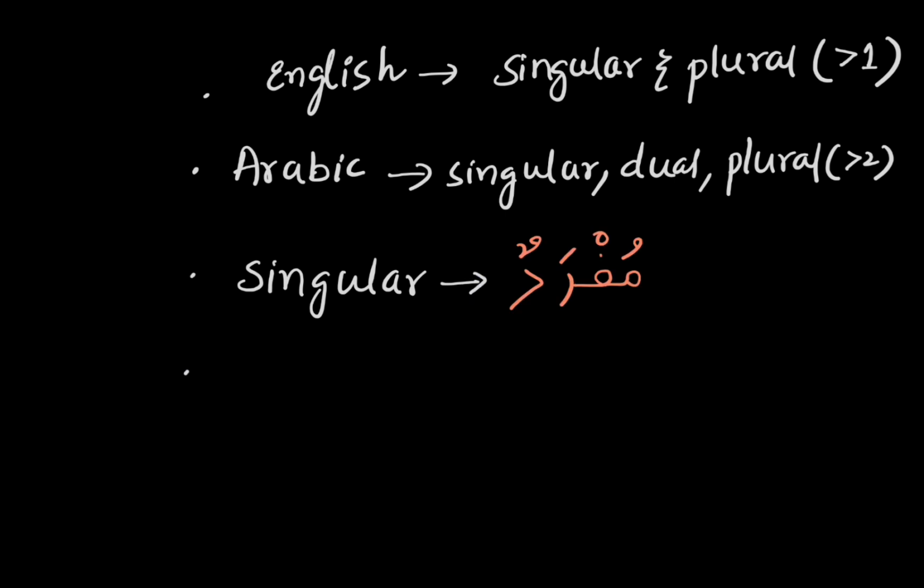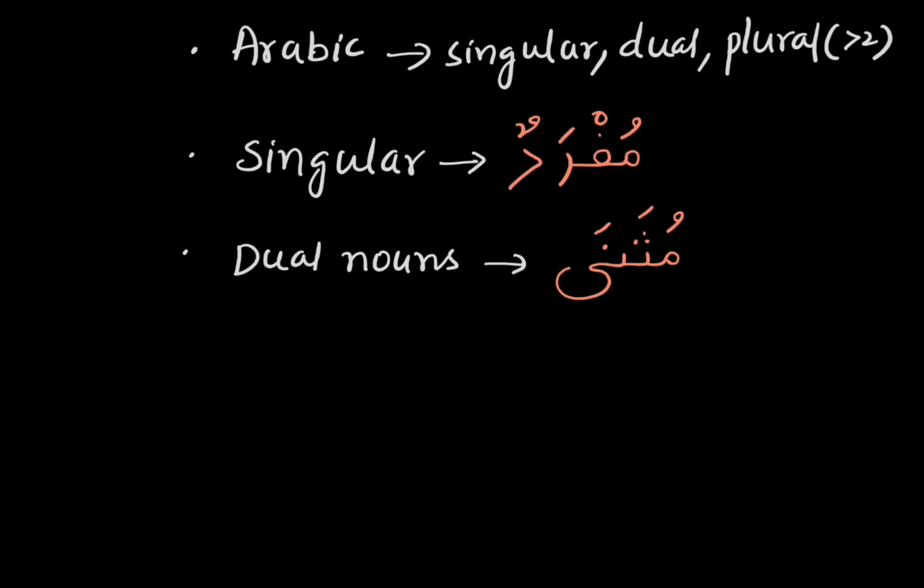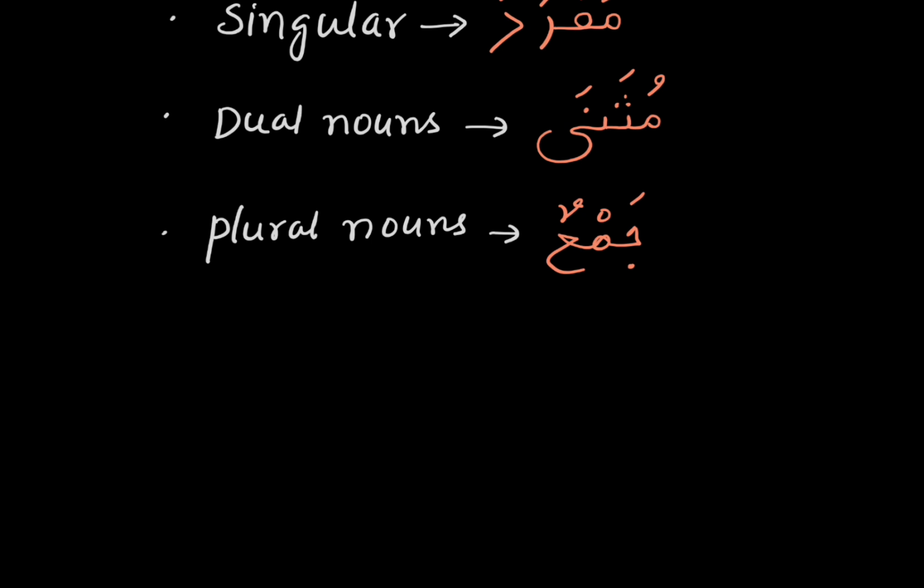Dual nouns in Arabic are known as musanna. Plurals in Arabic are known as jama, or jamun. So let us see some examples of singular nouns.